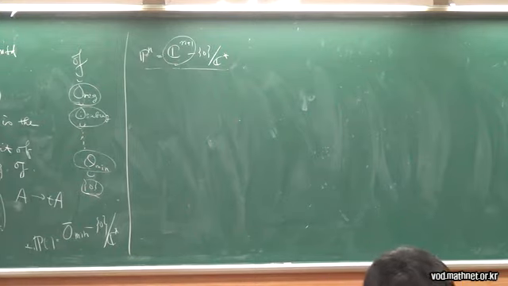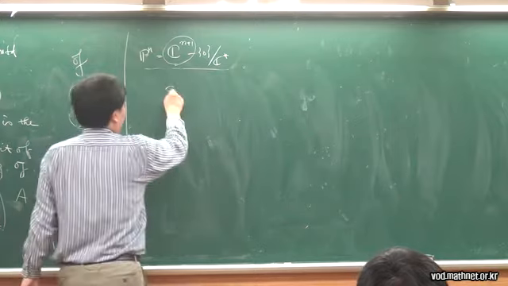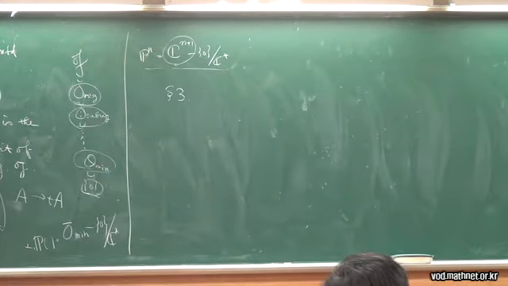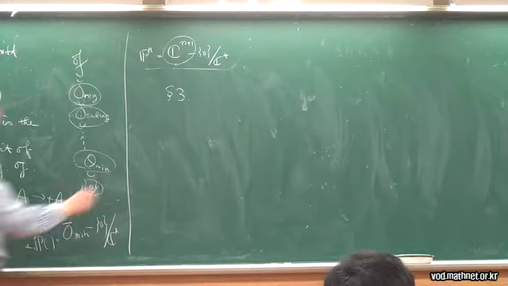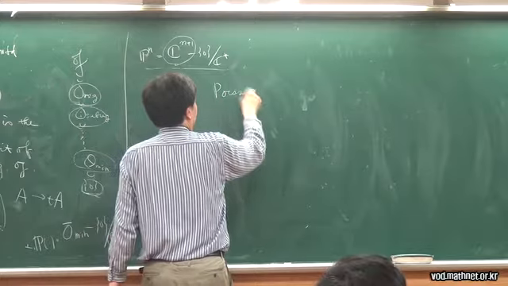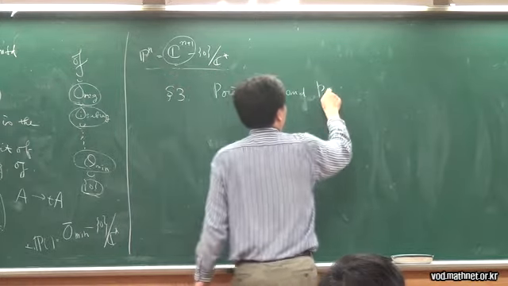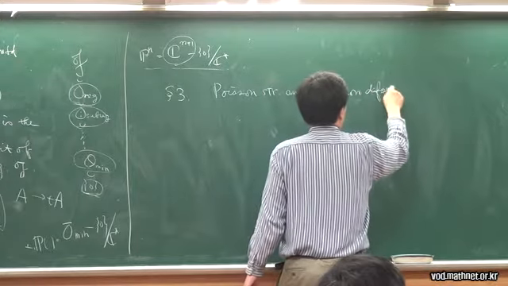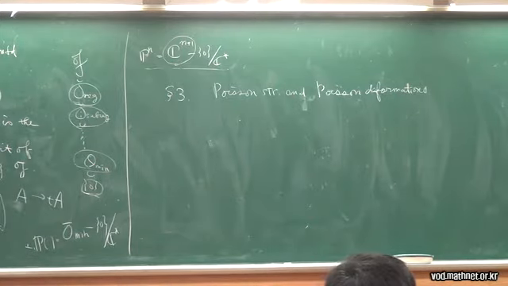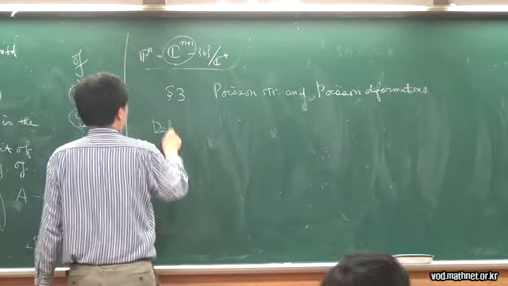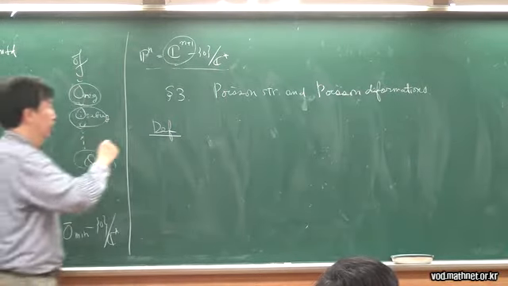So now I will go to the next theory. Symplectic structure has a close relation with contact structure, as explained, but symplectic structure also has other structures called Poisson structure. So Poisson structure and Poisson deformation. I will use this theory to prove the main theorem. So, what is the Poisson structure? Poisson structure is very simple.